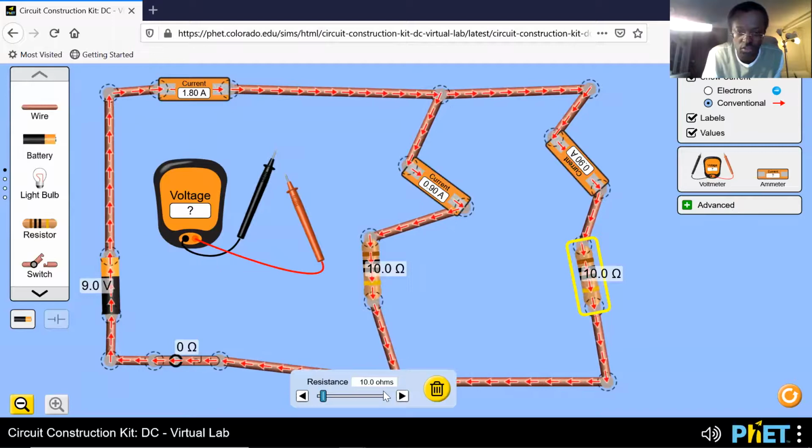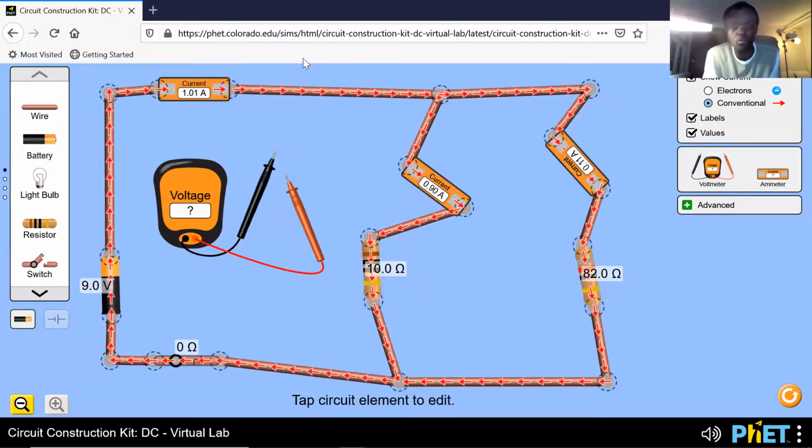But let me change the resistance. Let me make this, I don't know, 82, for example. All right? So what do you see? The current changes, right? It's nowhere the same. It's absolutely nowhere the same. The current in the resistor on the left is not the same as the current in the resistor on the right. And it's not the current overall in the circuit.